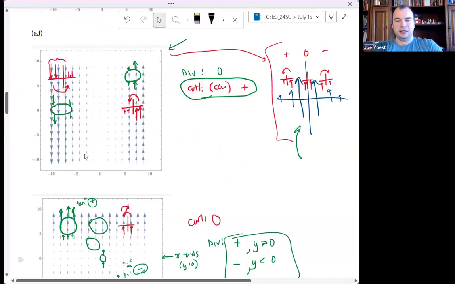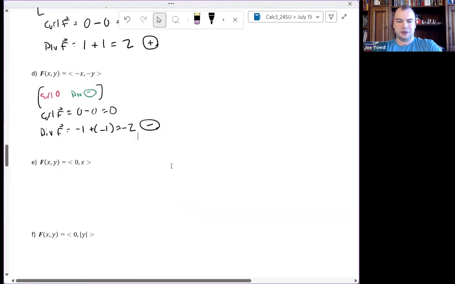Okay, and then E and F. So for E, I think my divergence is 0 and curl is positive. Let me write that down.